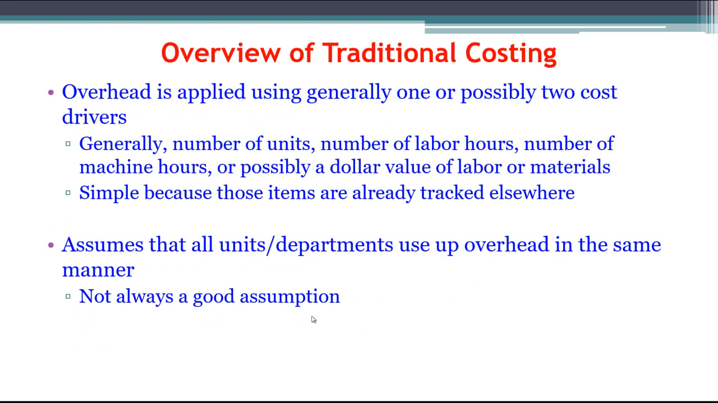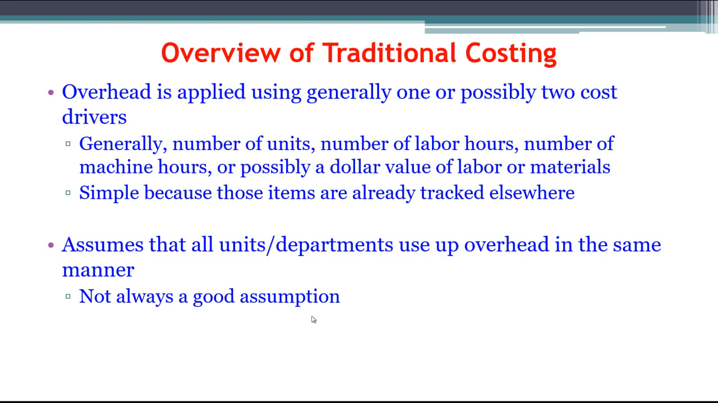So back to our discussion of traditional costing. We're talking about how we traditionally allocate overhead cost. Generally speaking, there's either one or maybe two or three cost drivers we're dealing with, but they're still volumes. So it could be a number of units. In a very simple example, it could just be the number of units. Every unit gets the same overhead. It might be the number of labor hours, the number of machine hours, or maybe a dollar value of labor or materials.